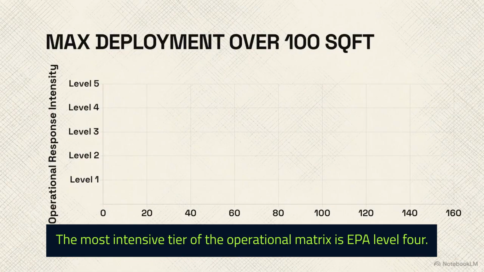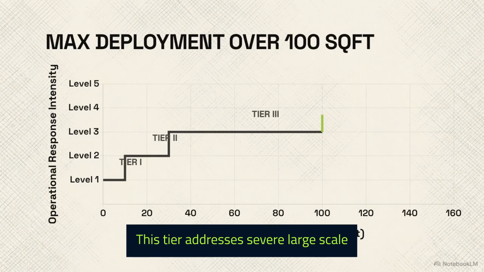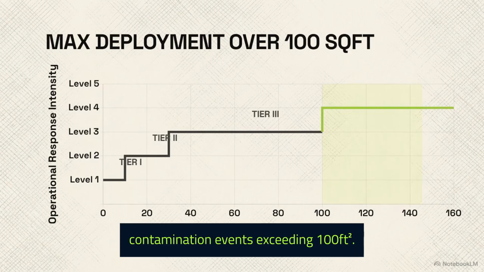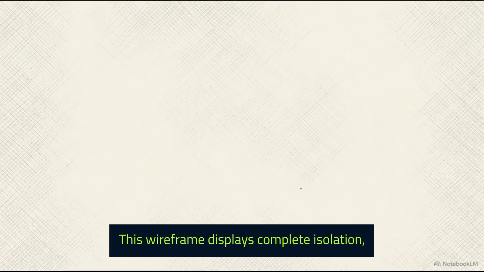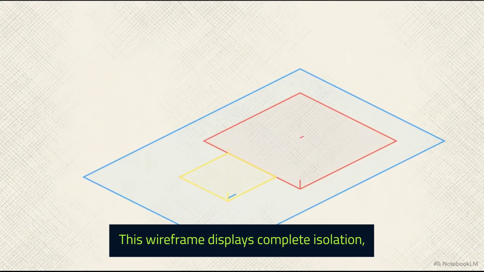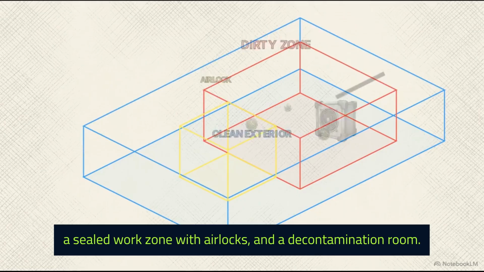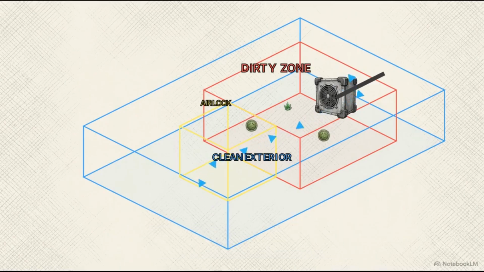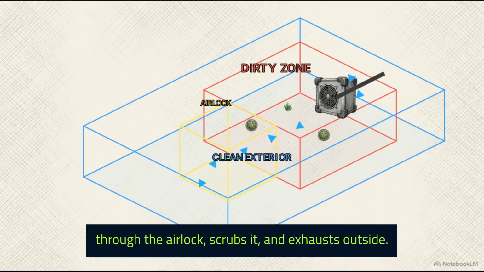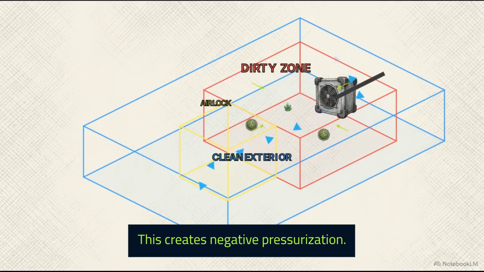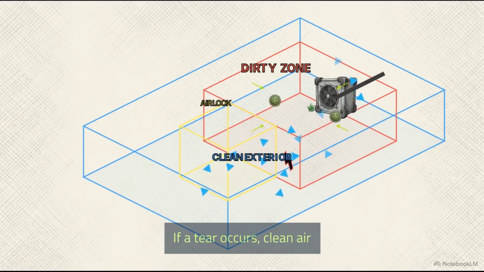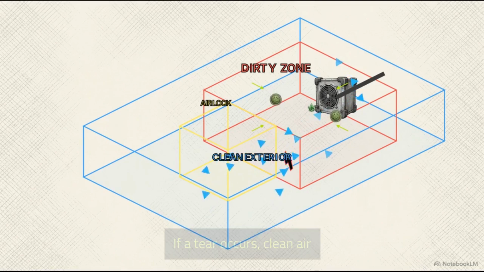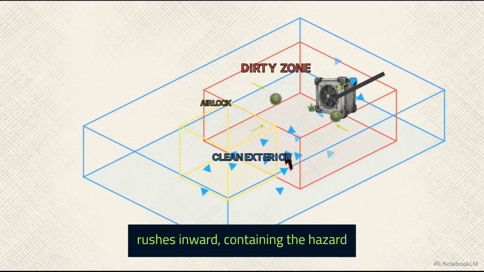The most intensive tier of the operational matrix is EPA Level 4. This tier addresses severe, large-scale contamination events exceeding 100 square feet. This wireframe displays complete isolation, a sealed work zone with airlocks and a decontamination room. A negative air machine pulls clean air through the airlock, scrubs it, and exhausts outside. This creates negative pressurization. If a tear occurs, clean air rushes inward, containing the hazard.